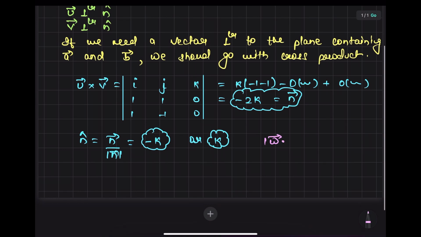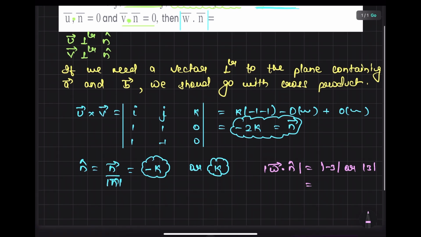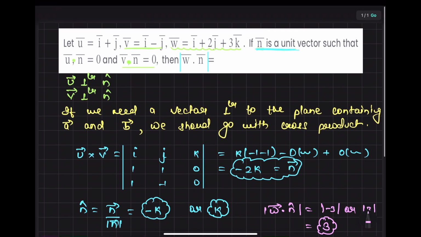W dot n cap. So you know that i will be multiplied with i. The n cap doesn't have i, so it is 0. j will be multiplied with j. The vector n doesn't have j, so it will become 0. k will be multiplied with k, so it is 3 times minus 1, so minus 3 or 3. But the magnitude of 3 and the magnitude of minus 3 in both cases would be 3. So the required answer is 3.